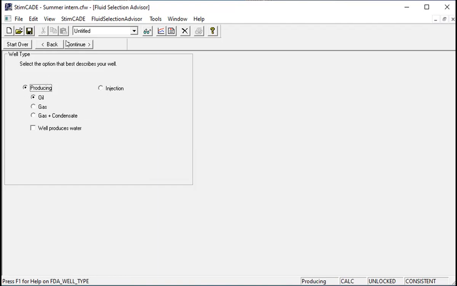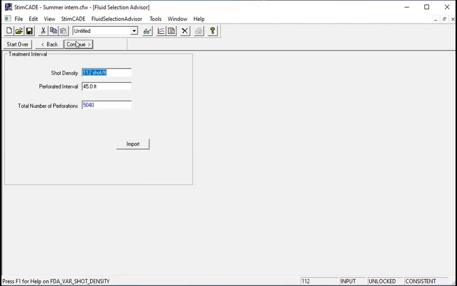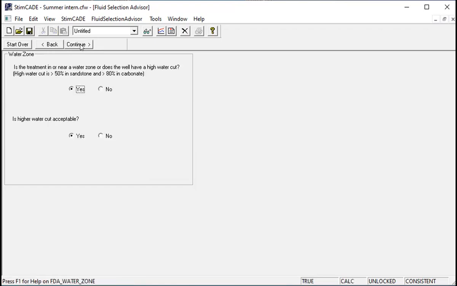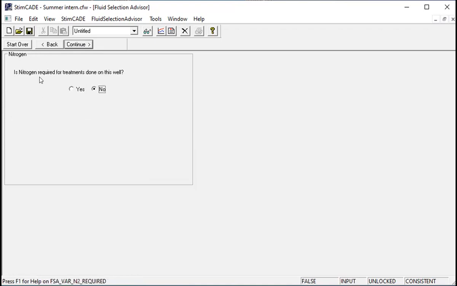Our producer is an oil producer, so we take next. All right, that's our perforation interval. Our perforation interval could be, let's say, I think I'll adjust this. Let's go in front. I have a data for that. I'll look at that and adjust that. All right, so we continue. Is nitrogen required for treatment done on this well? So we are going to say no, nitrogen is not required because there are some of them that will need nitrogen. Is the fine problem severe? We are going to take yes.